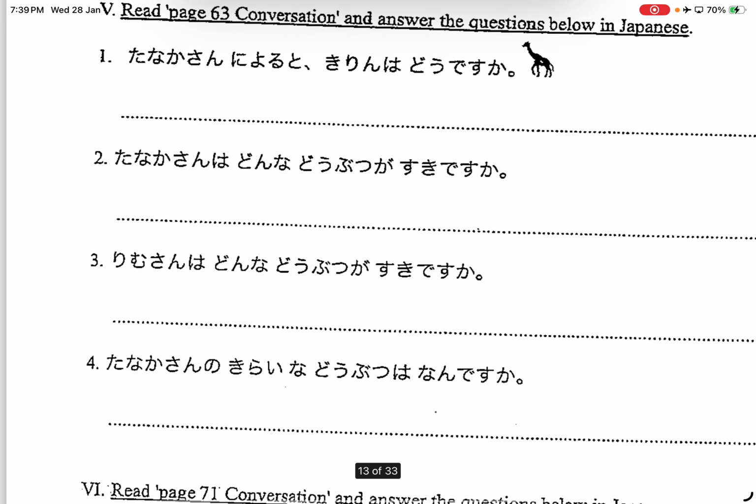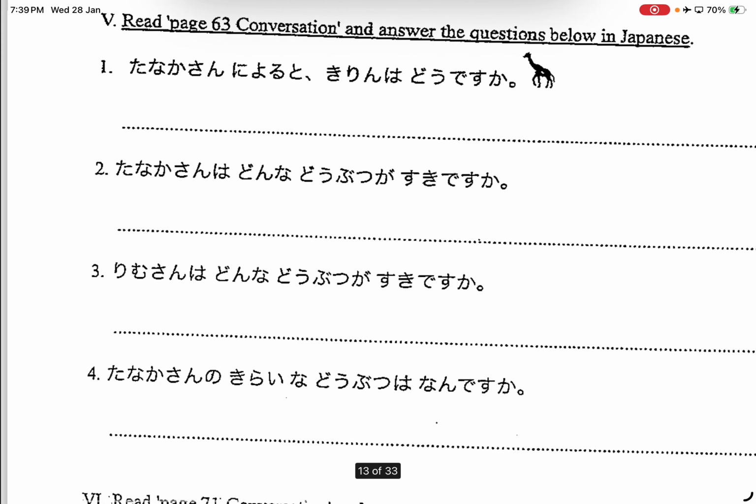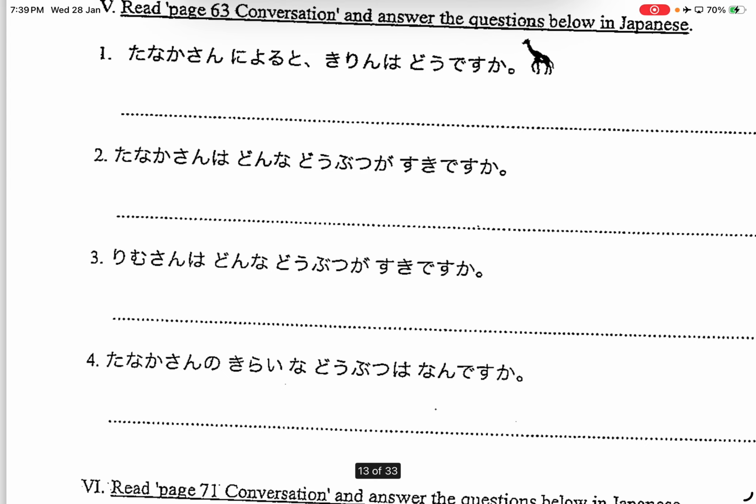Okay, number 2. Tanaka-san wa donna doubutsu ga suki desu ka? 彼は犬が大好きです。Okay, I only asked about what animal he liked. Then you tell me he liked this a lot. Technically, you don't need to put dai, okay? So the answer should be... But he likes dogs a lot, yeah. Okay, it's fine. He also loves dogs. He loves, okay.